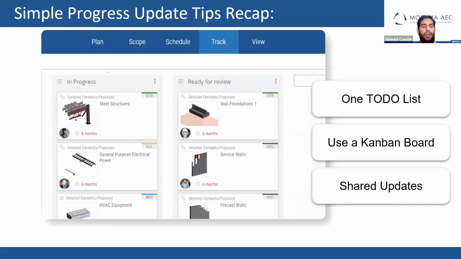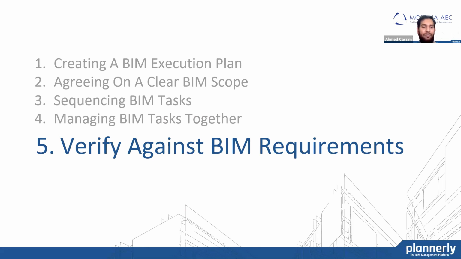Now, a quick recap. One to-do list can help all the team members collaborate in sequence and effectively communicate when tasks and content will be completed. Kanban boards help visualize this process and keep everything all in one place. It's then imperative to ensure that teams are meeting those requirements. So let's take a look at how teams can verify that these objectives have been met.